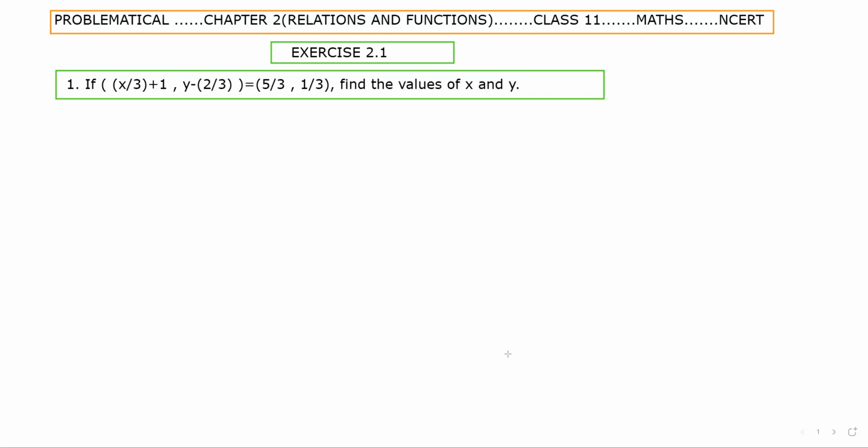Today we'll start with exercise 2.1, second chapter of relations and functions, class 11th maths NCERT. The first question is, if x/3 + 1, y - 2/3 equals 5/3, 1/3. So two ordered pairs are given and they are said to be equal.